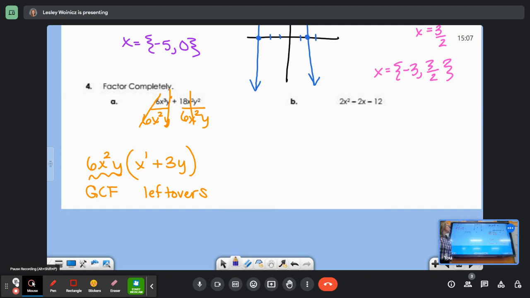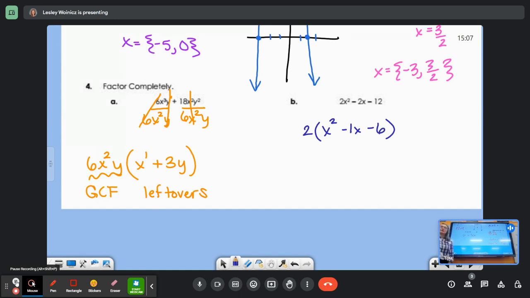4B. There's no equation. I'm just factoring completely. So what's my first step? GCF. What is my GCF? 2. Can I take an x? No. Okay. So if I divide everything by 2, I'm left with x squared minus 1x minus 6.